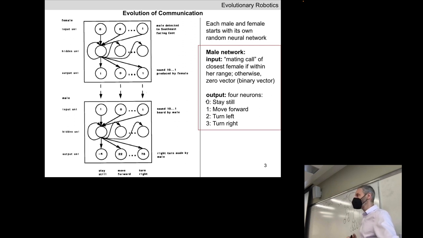If the first of the four output neurons has the highest value, that male stays still. If the second has the highest value, the male moves forward in its current direction. If the third or the fourth output neuron has the higher value, it turns left or turns right, respectively. Everybody see that? So females can see, they can sing, males can hear, and males can move.